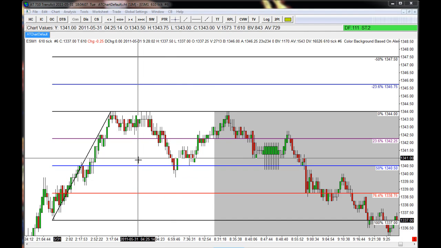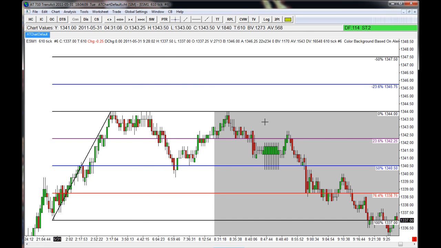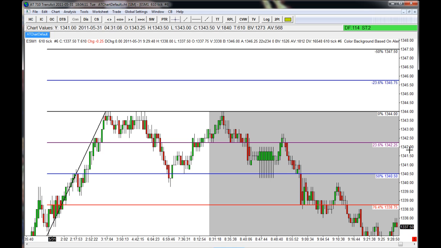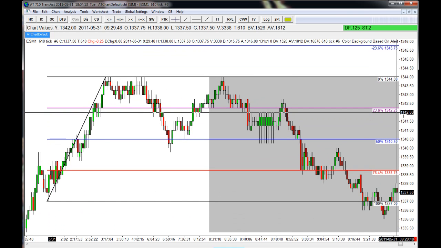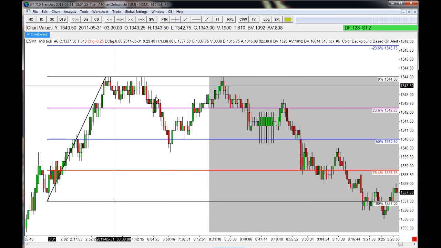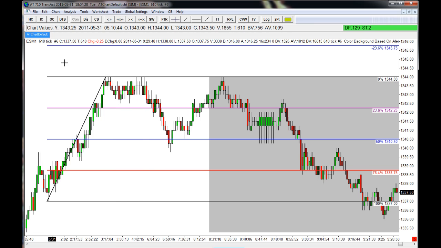Okay, so now I'm going to talk about some of the trading rules, how to set up your charts to trade my method. Okay, first of all, the time frame that I use for my charts is a 610 tick chart.